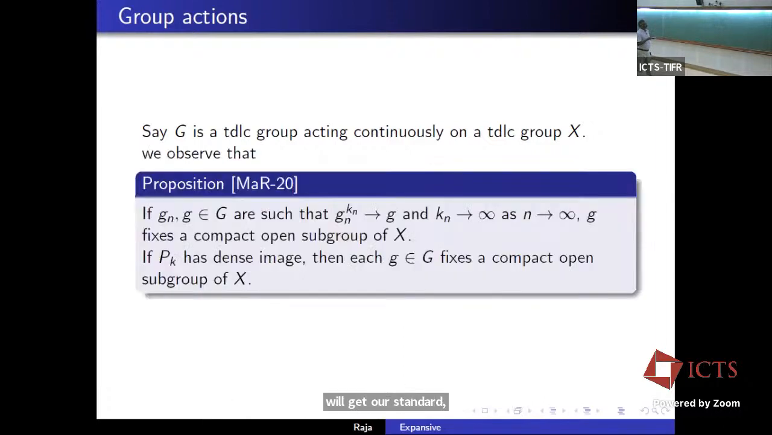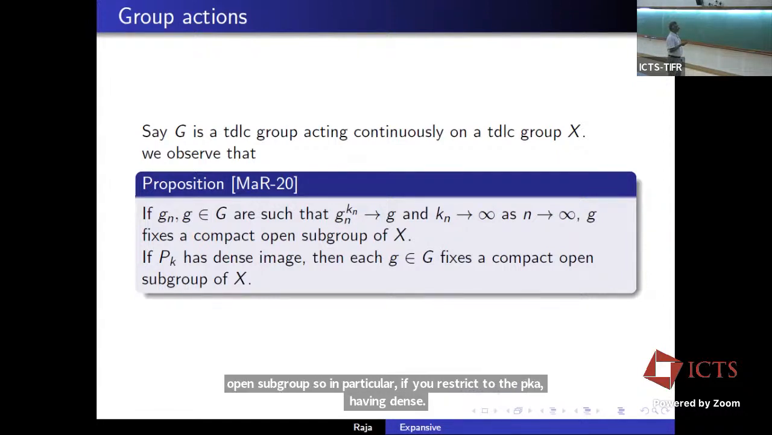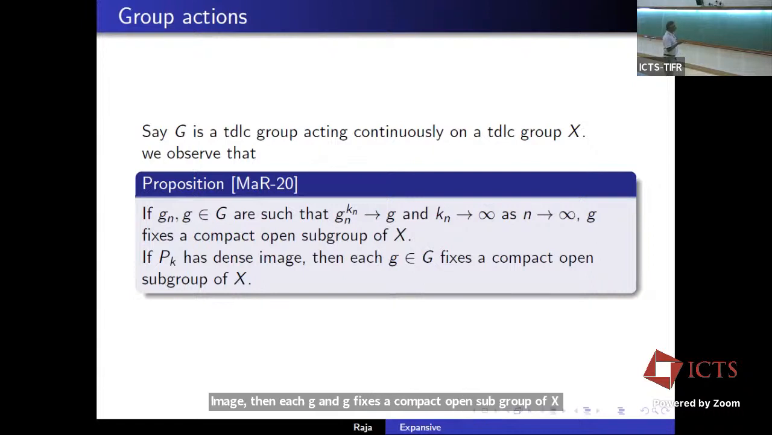In that situation, we first observe the following. If you have a sequence Gn and G, as in the first one, verifying all these conditions, then G fixes a compact open subgroup of X. The previous one had only a compact open subgroup of G, but we improve it to X for any subgroup that acts on X. For any action on any other group, it also fixes a compact open subgroup. So in particular, if we restrict to the map having dense image, then each G in G fixes a compact open subgroup of X.